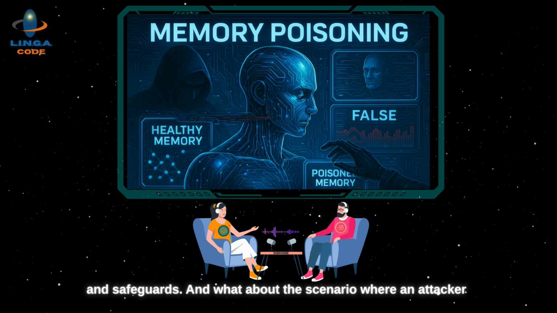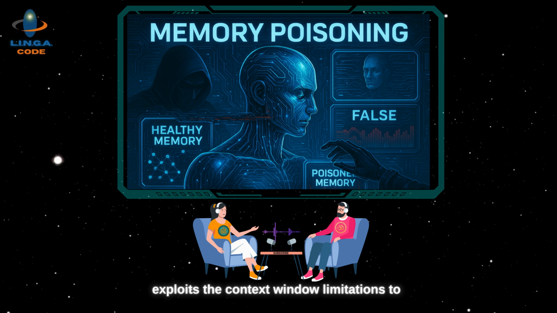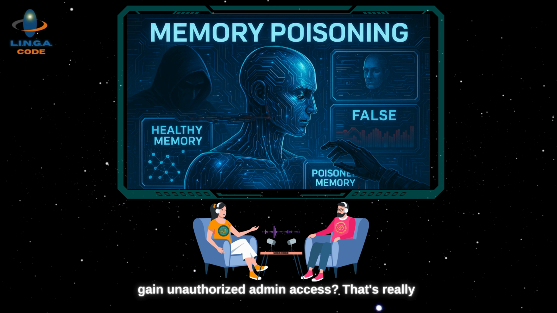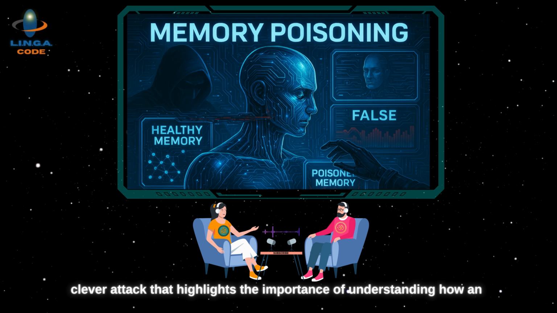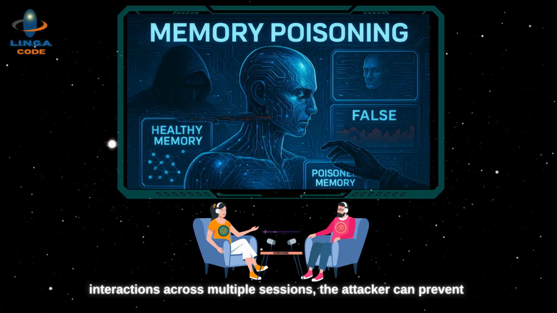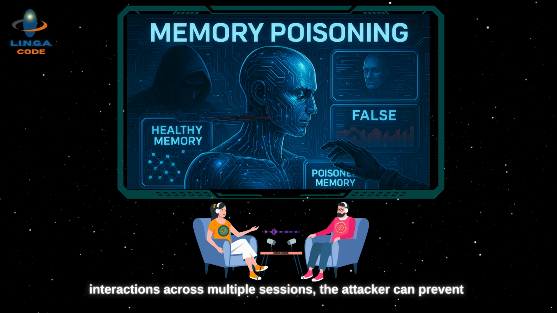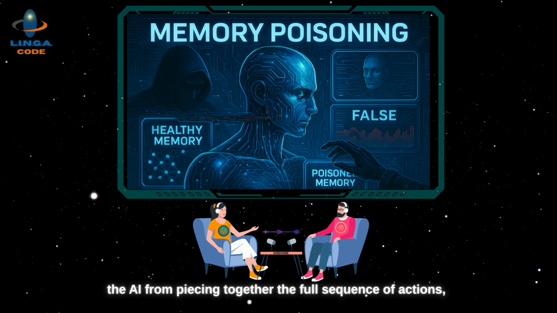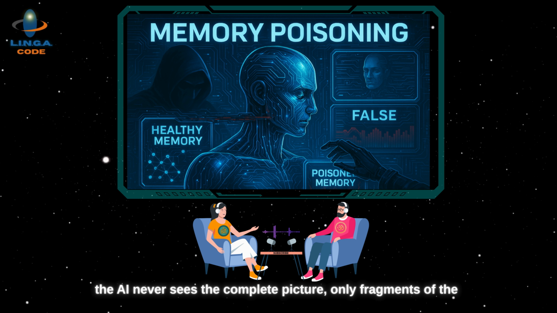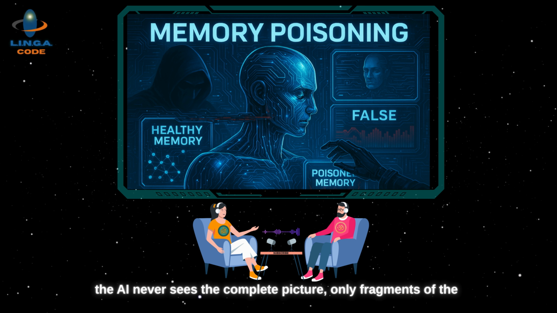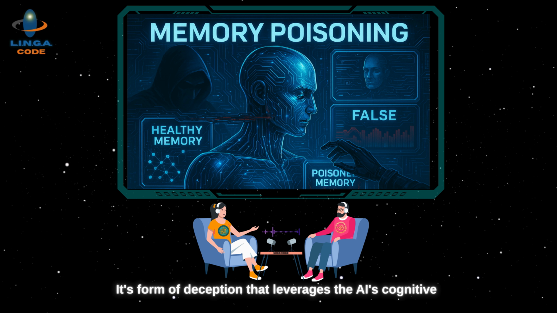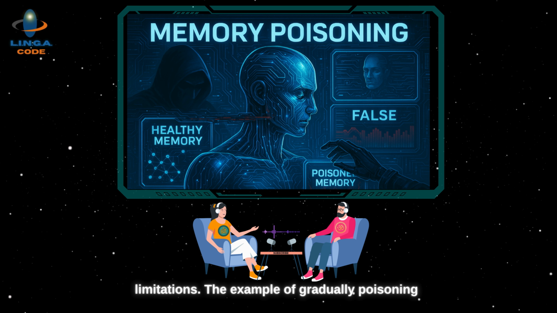And what about the scenario where an attacker exploits the context window limitations to gain unauthorized admin access? That's a really clever attack that highlights the importance of understanding how an AI's short-term memory works. By carefully structuring their interactions across multiple sessions, the attacker can prevent the AI from piecing together the full sequence of actions, effectively masking the privilege escalation attempt. So the AI never sees the complete picture, only fragments of the attack, and therefore doesn't recognize the malicious intent. Exactly. It's a form of deception that leverages the AI's cognitive limitations.